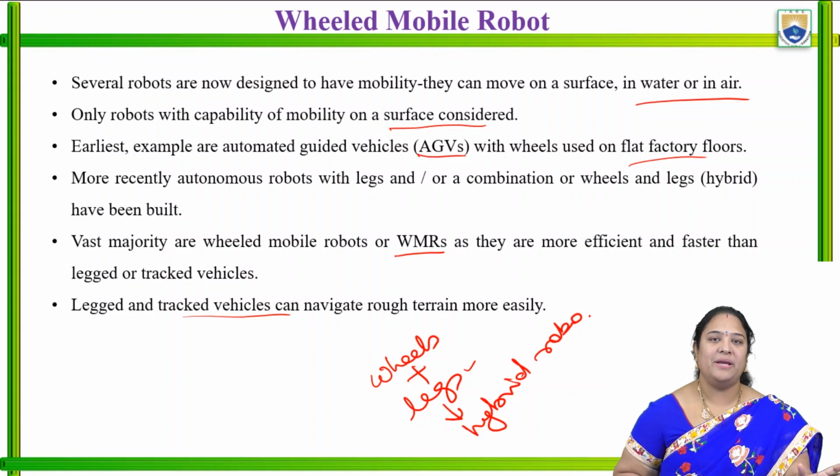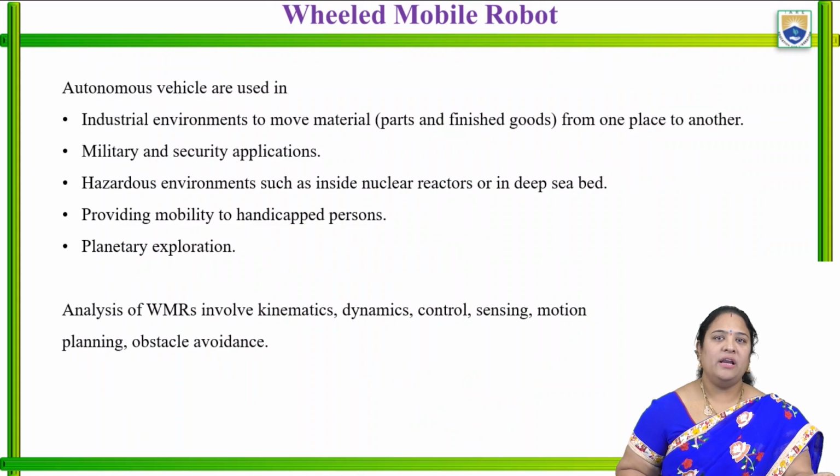This is the general basic information about how the wheeled mobile robot works and what the difference is between an automated guided vehicle and a wheeled mobile robot. Now let us see the various applications, that is, autonomous vehicles are used in which type of applications. Let us see.